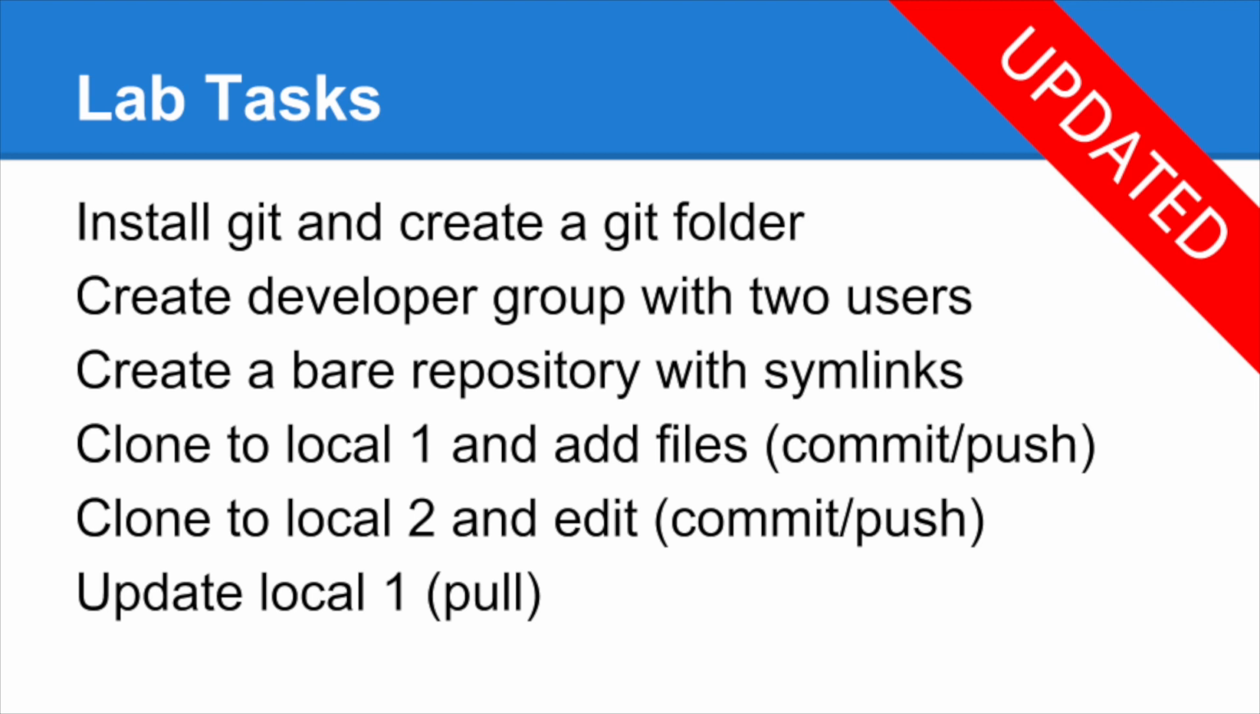Clone to, I'll call it local 1, so you can explain there's 2 local clones. Clone to local 1, add some files, commit and push them. Clone to local 2 and edit, commit and push, so you get to see what it looks like when there's a file being added, or what it looks like when there's been a file edited. And then go back to local 1 and do a pull to see what the changes are. That will get you comfortable with the basics of Git.